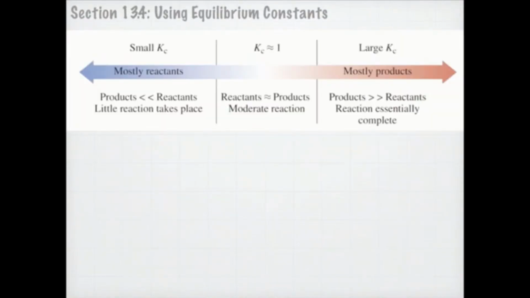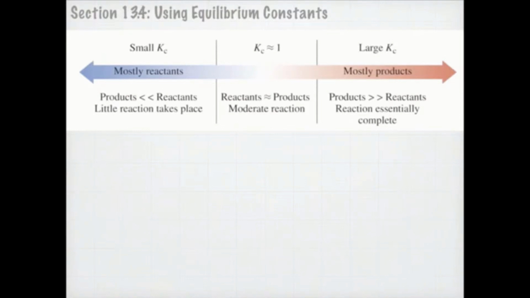Here, if your KEQ, also called your KC because we used concentration, is around 1, that means you have about equal amounts of reactants and products. If your KC is much larger than 1, your products are favored, meaning the forward reaction is essentially complete because it proceeded to produce mostly products, and you have very little reactants left over.